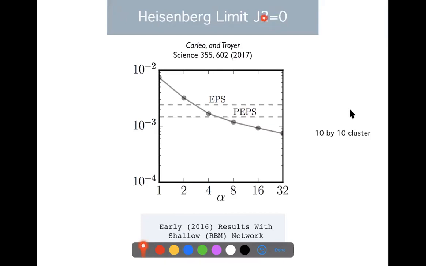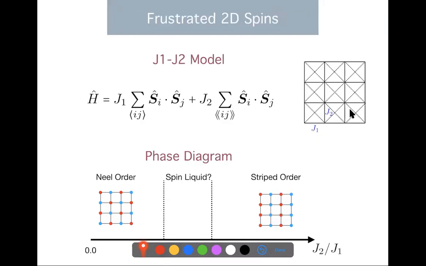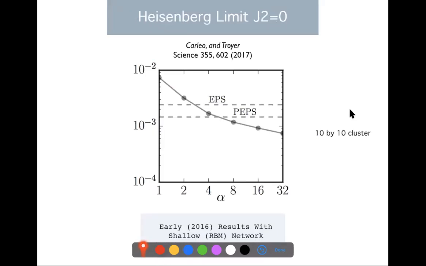So first of all, if we take J2 equals zero, so in this Hamiltonian we don't consider these interactions, we only consider this interaction here. This is the standard Heisenberg model. What I brought here is the error that you make on the energy, which you can compute exactly in this case with other techniques, compared to the size of the network that we have.